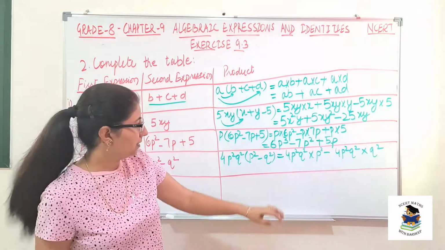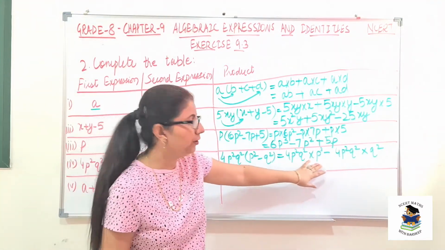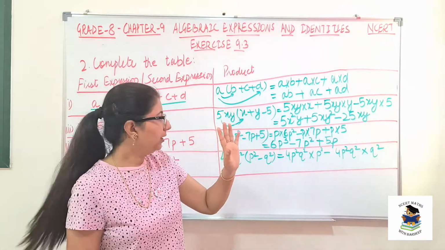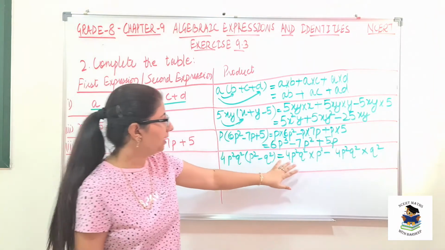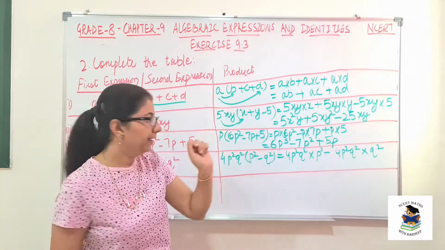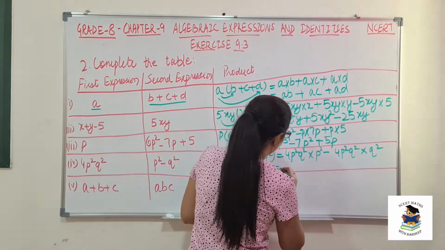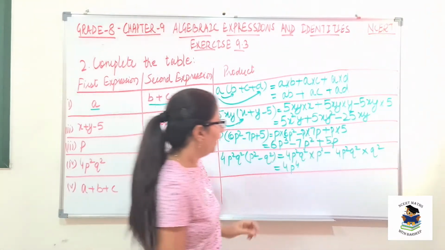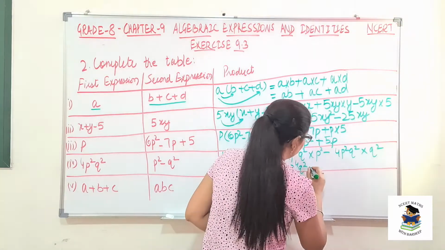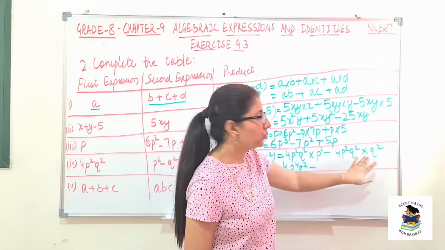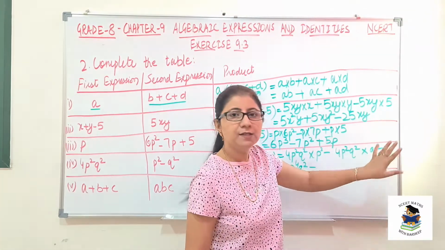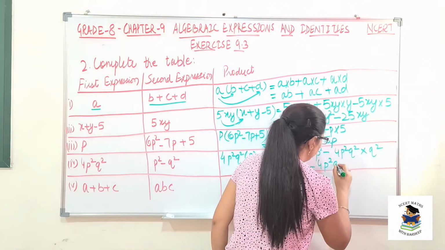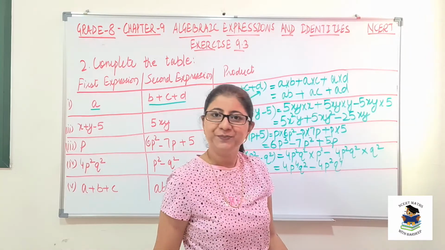Now we will combine the same variables, that is P square into P square, P into P into P into P, or using laws of exponents, we have same base P, so powers will be added, that is 2 plus 2 as 4. So we will write P raised to power 4 and Q square. Now here again Q square into Q square, same base, powers will be added, so that is 4P square Q raised to power 4. Clear?